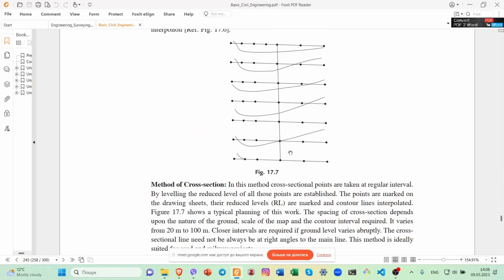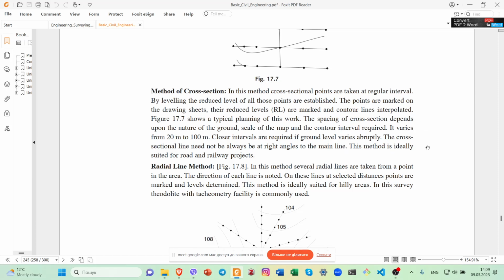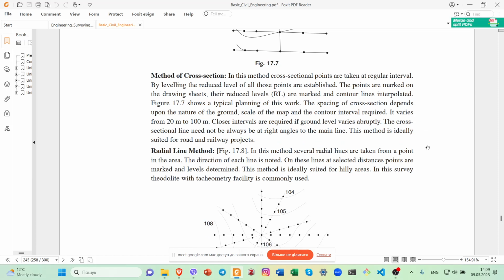You can see the example in figure 17.7. It's a typical planning of this work. The spacing of cross-sections depends upon the nature of the ground, scale of the map and the contour interval required. It varies from 20 to 100 meters. Closer intervals are required if ground level varies abruptly.